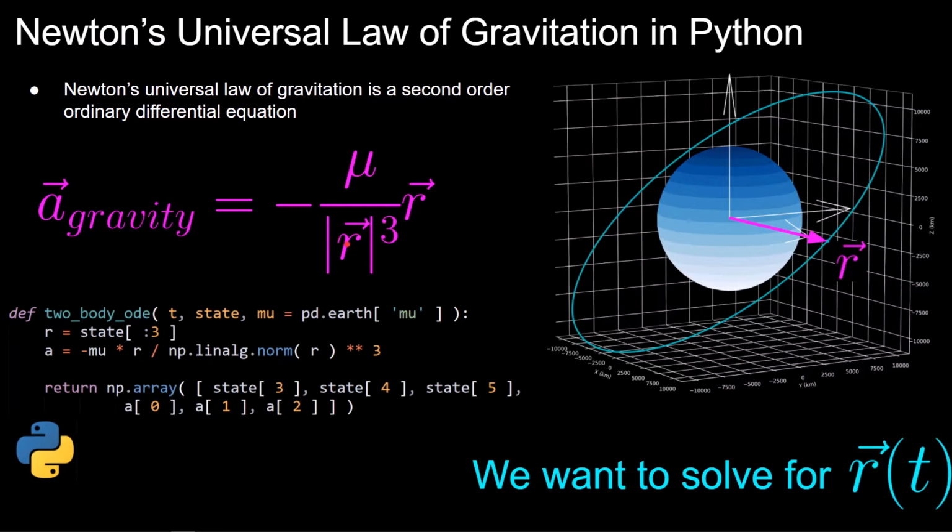We'll start with a quick review of Newton's universal law of gravitation and how we're going to plug it into Python. So this equation tells us how to calculate the acceleration vector of a spacecraft given a position vector from the central body. And this is a second order differential equation because the output, which is acceleration, is a second derivative of position. And the goal here is to calculate position vectors over time, so we are going to have to integrate twice to achieve this.